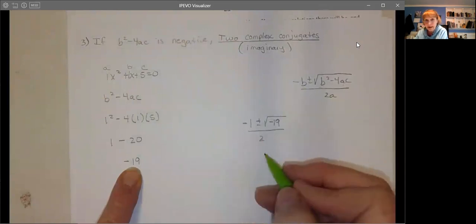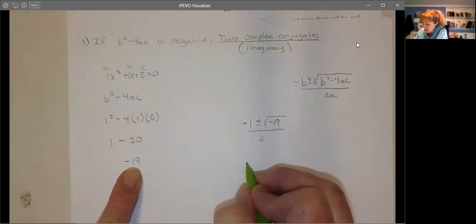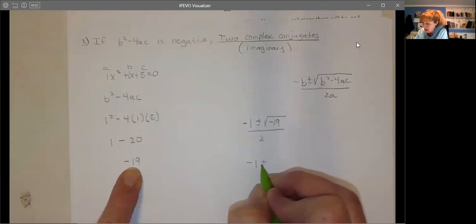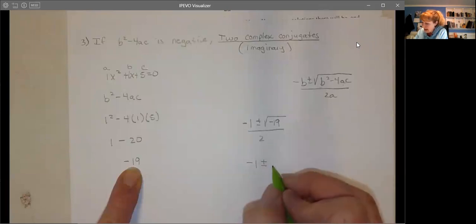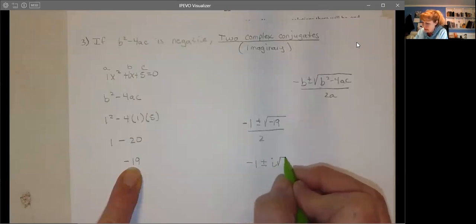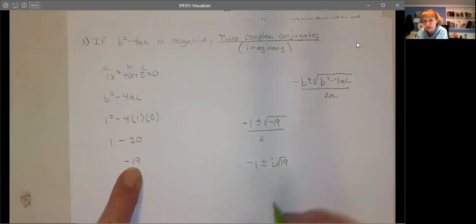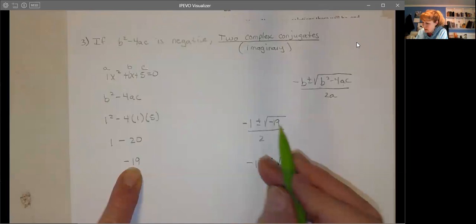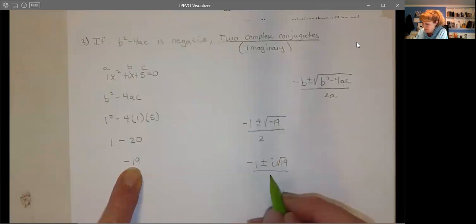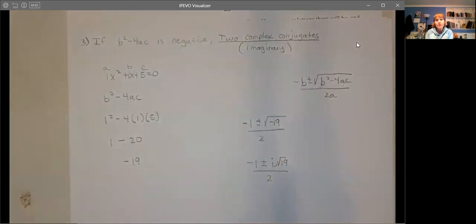So simplifying this as far as we can, we have a negative 1 plus or minus. That means we have a conjugate. This is going to be i square root of 19. The only thing that can come out of that radical is an i. The square root of a negative 1 is i. So those are your two solutions, okay?